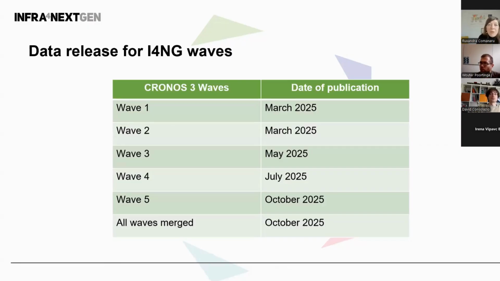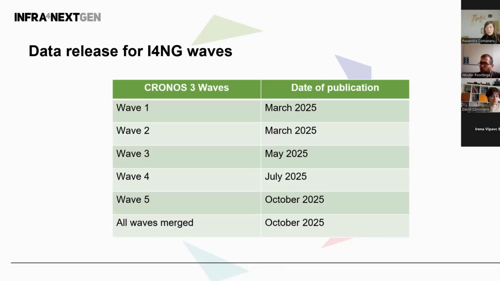So we release the data for the 5 Infra4NextGen waves. Usually the data is released about 4 to 6 months after collection. The data is deposited by the national teams to our colleagues at SIKT, the data archive in Norway, and they make sure that everything is in place, that data is anonymized, that everything is working as it should be, and then they release the data about 4 to 6 months later.